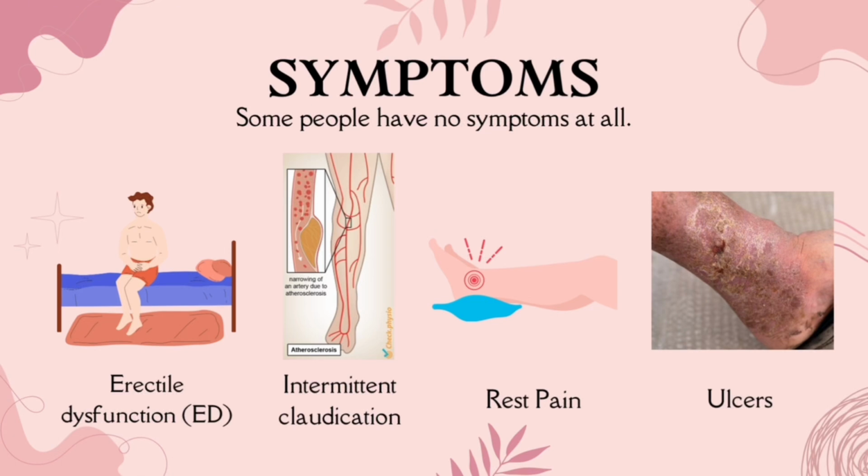Next is intermittent claudication. Intermittent claudication usually happens when the leg or the lower limb has cramp or fatigue. It is caused by the lower blood flow to the lower limb. That's why it causes the lower limb to cramp or fatigue. So in order to release this cramp, they need to rest.